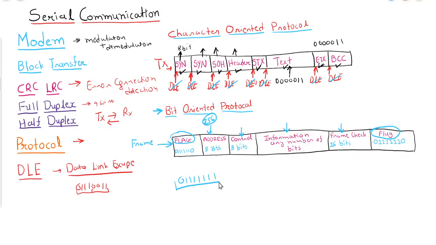Okay, so in that case this will be converted into the 0. So if there are 5 consecutive 1s, then a new 0 will be added. Similarly, what will happen at the receiver side if there is this kind of pattern? Then it will remove this 0 and convert it back into this.